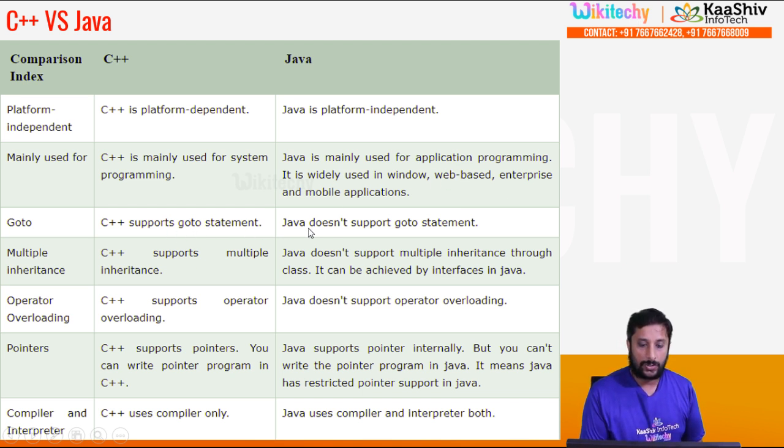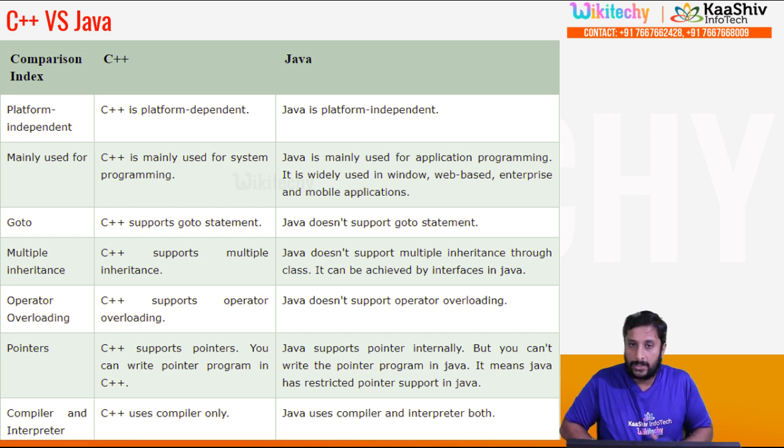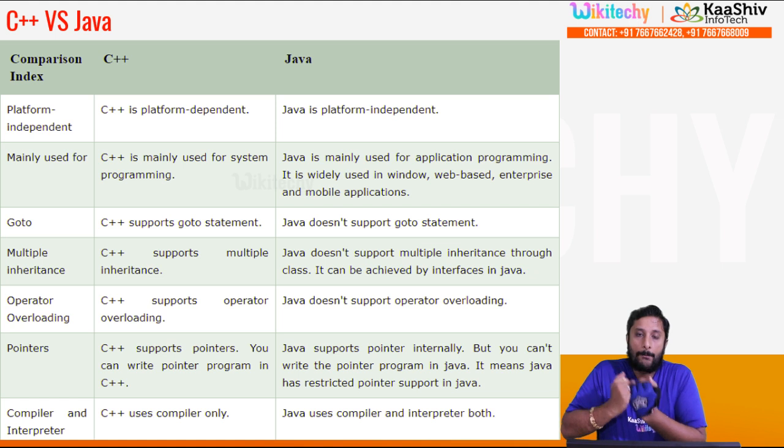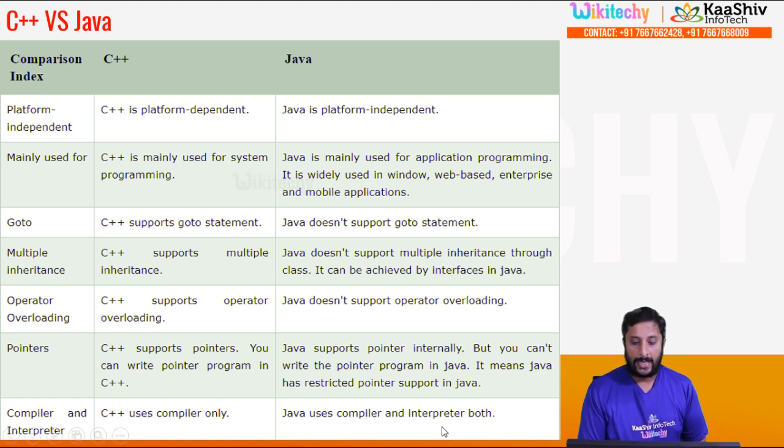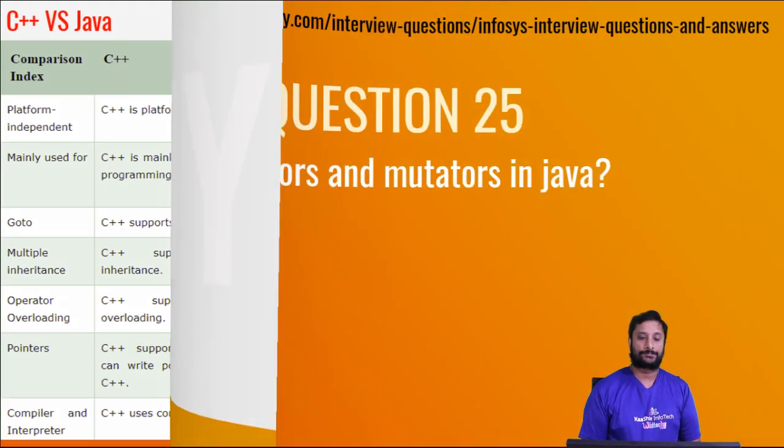C++ supports goto statements; Java doesn't. C++ supports operator overloading; Java does not. C++ supports multiple inheritance; Java doesn't have multiple inheritance, but in turn it has interfaces. C++ supports pointers; Java doesn't. C++ uses a compiler only. Java uses a compiler and an interpreter, because after compiling, based on the environment, the bytecode will get interpreted. So you need a compiler and an interpreter.